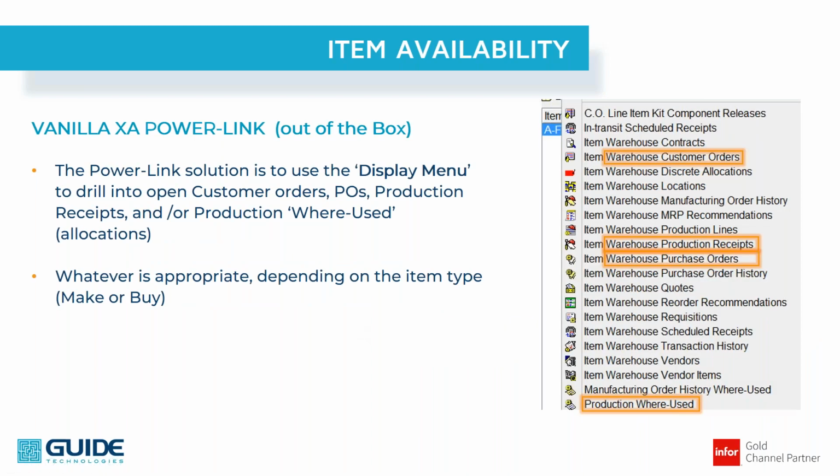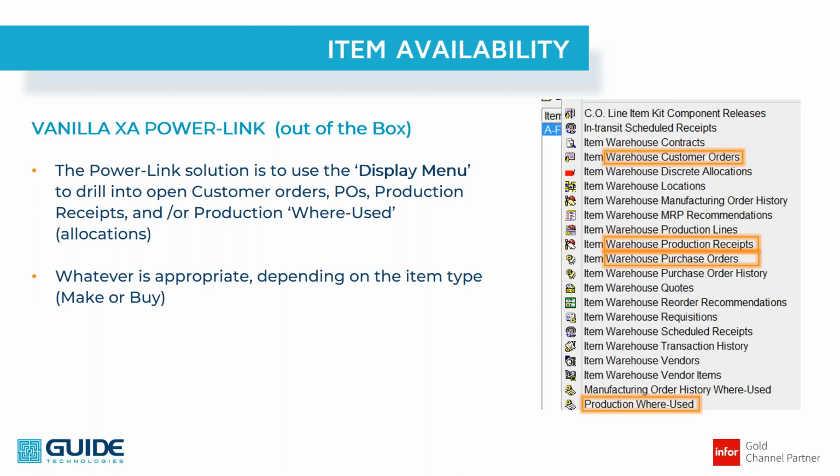So in vanilla PowerLink, out of the box, the solution was, and when I taught this back in the late 1990s and early 2000, you had to hit the display menu and drill into this stuff. You had to drill into customer orders, production receipts, or maybe purchase orders or production, depending on where you're at in the bill of material and which of these participate. And then you had to write things down and do the math in your head.